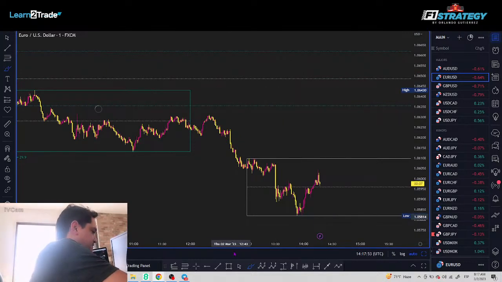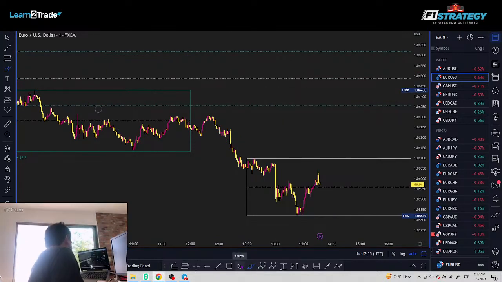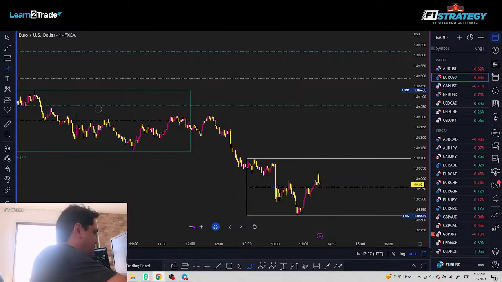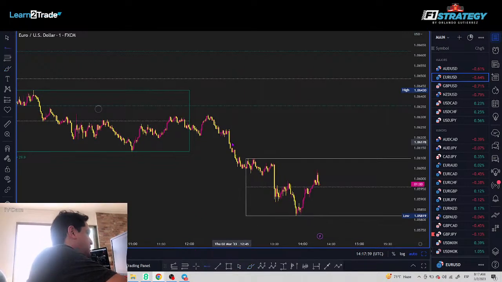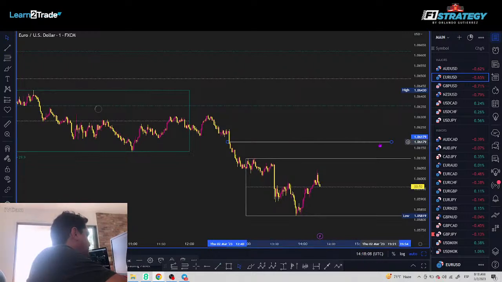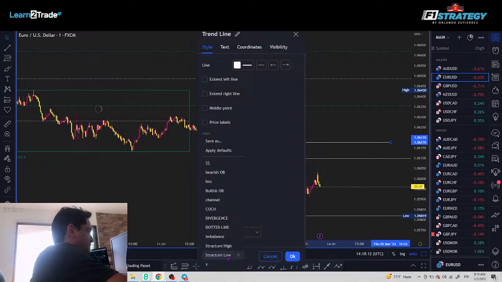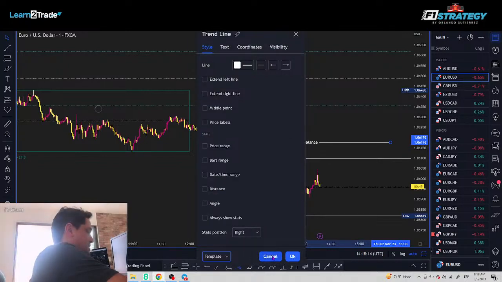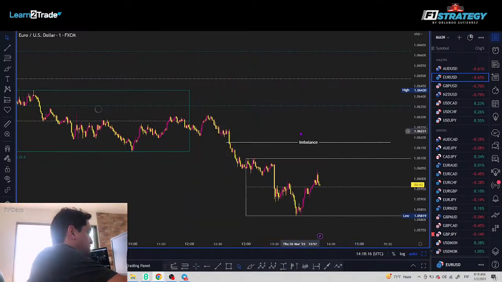Have a look at this. Actually, Michal, thank you for this. Here we have a big imbalance. So very quickly, on the Euro US dollar side, we have a big imbalance right here. Here's that imbalance, right? We had a break of the structure right here. Here's that break of the structure.